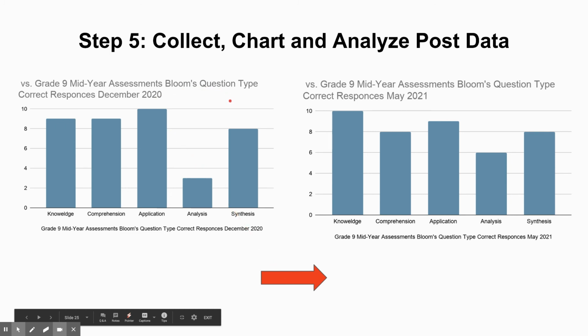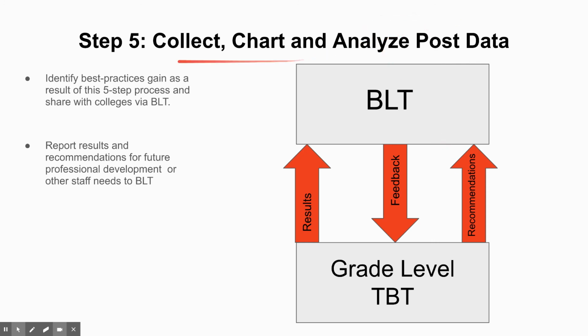Under our example, teachers in about December 2020 had their disaggregated data, which revealed a weakness in the analysis questioning type. They do that same routine in May or at the end of the year. And they either notice an improvement, as I have here in my example, or they do not notice an improvement. And of course, negative results are still results. Our last action here is collecting, charting, and analyzing post data. We identify the best practices that have been gained as a result of this five-step process.